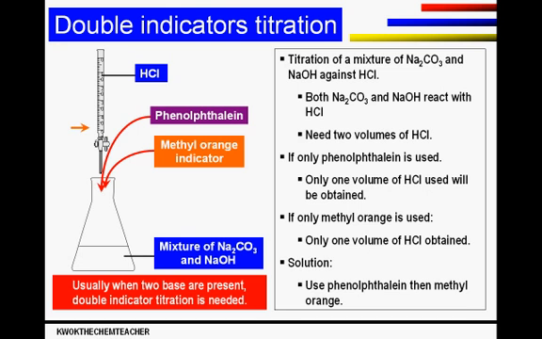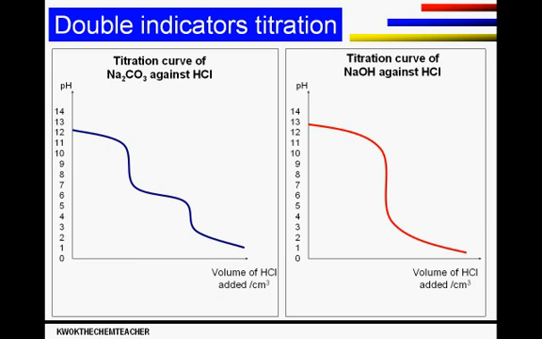Therefore, when 2 bases are present, double indicator titration is used. Using the respective titration curve of sodium carbonate and sodium hydroxide against hydrochloric acid to explain how double indicator titration works in a mixture of bases.